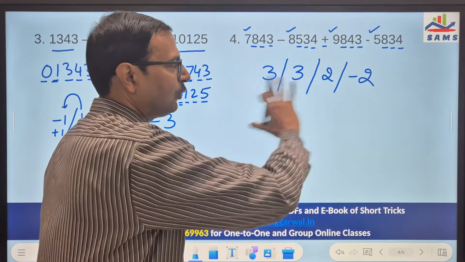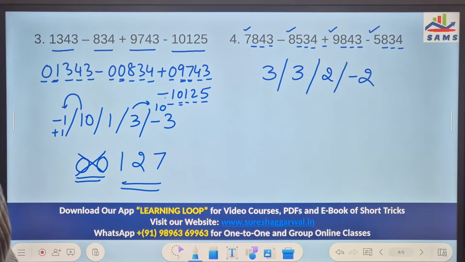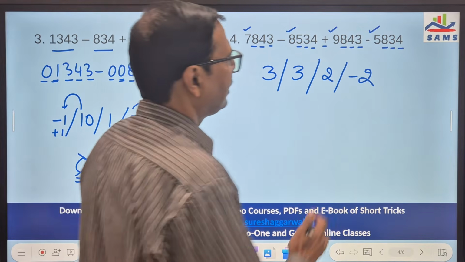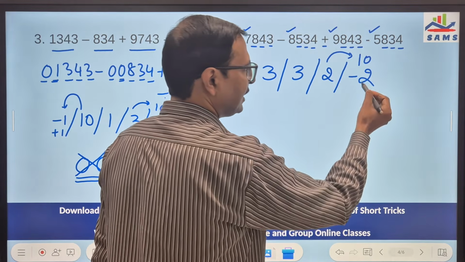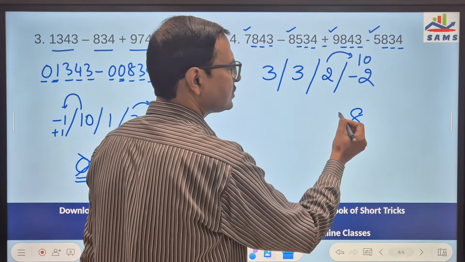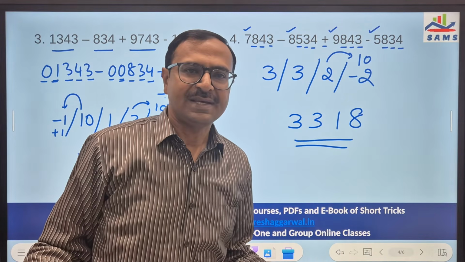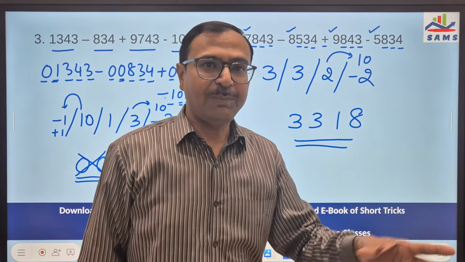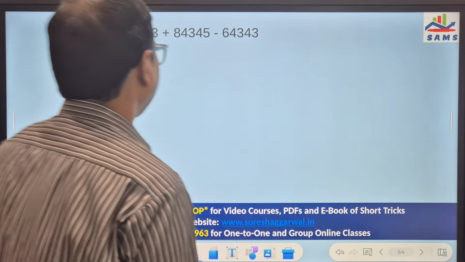So we have 4 numbers out of which one of them is negative. So what do we do when one of them is negative? We borrow 1 from here, subtract this from 10. 10 minus 2 becomes 8. 2 becomes 1 and then we have the 3 and the 3 which gives us the answer to this big addition subtraction problem. Likewise, I can go on and on.